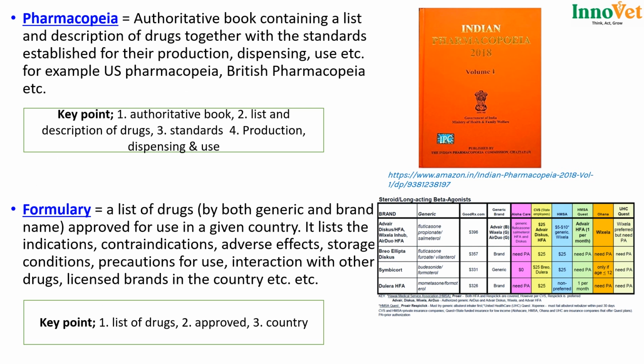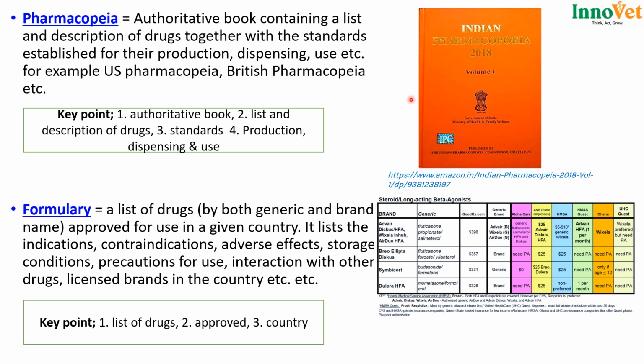Now the next is pharmacopoeia. If you look at this picture, it's the Indian Pharmacopoeia 2018. So this is basically an authoritative book. This book is going to have the list and description of drugs. It's going to elaborate the standards for their production, dispensing, and use. So a pharmacopoeia is basically an authoritative book containing the list and description of drugs together with their standards established for their production, dispensing, and use.